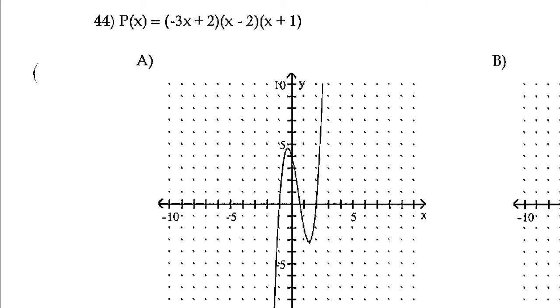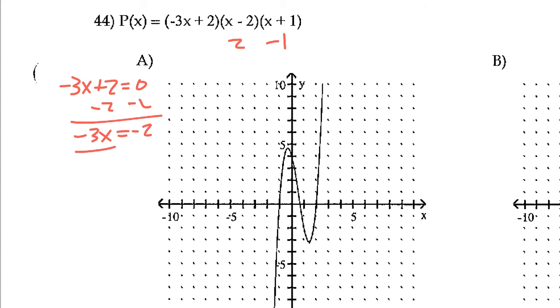Okay, so let's try to identify the zeros while this is all factored. The zeros of this would be negative 1. The zeros would be positive 2. And we'd have to solve this one for 0. So if you need to pull that aside, you'd subtract 2, divided by negative 3. Find out a 0 is at 2/3.